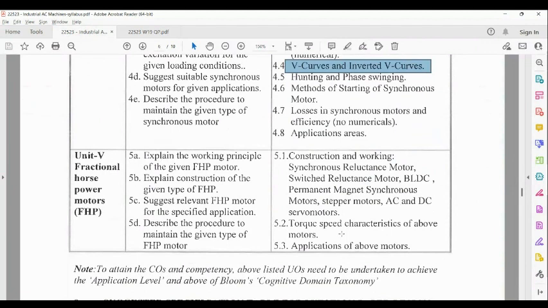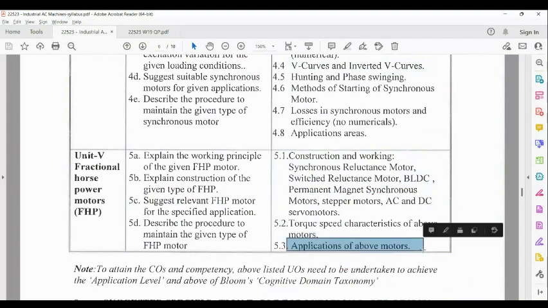And the last unit is totally theoretical part, the construction and working of various types of motors, like synchronous reluctance motor, switched reluctance motor, BLDC, permanent magnet synchronous motor, stepper motor, AC and DC servo motor. So in this, stepper motor and AC and DC servo motors are very important. Also BLDC motor is important. Then permanent magnet synchronous motor is also important, but you have to prepare all these types of motors with their torque speed characteristic, and the main focus will be on applications.